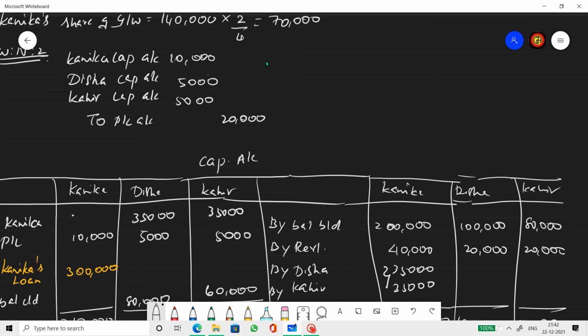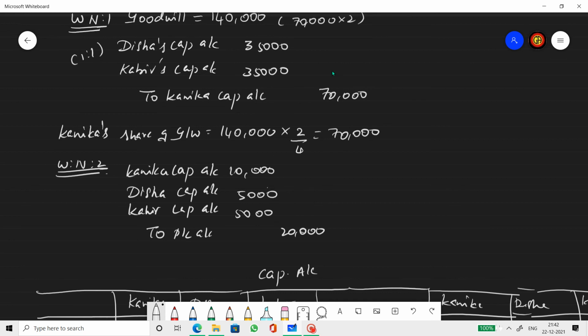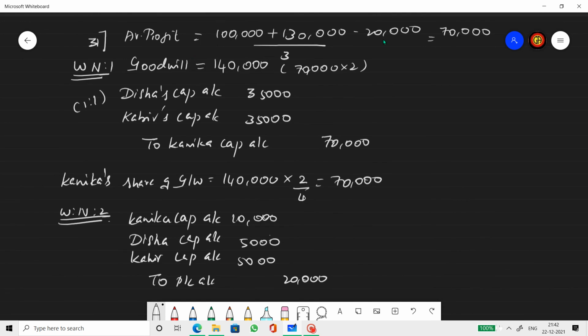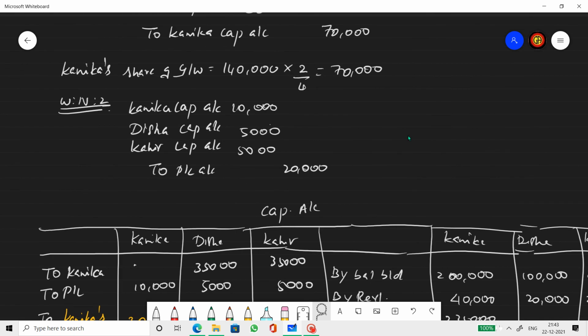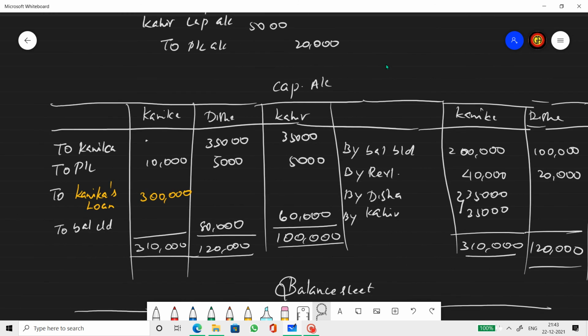Now here is the working of that question, wherein through the average profit method the average profit is 70,000. Goodwill is average profit into number of years of purchase. It said 2 years of purchase, so it comes to 1 lakh 40. Now goodwill is distributed in the gaining and sacrificing ratio, so the journal entry for that. Kanika's share of goodwill is 70,000, that is what is being distributed here. Then the profit and loss account debit balance is distributed. Then the partners' capital account is prepared.